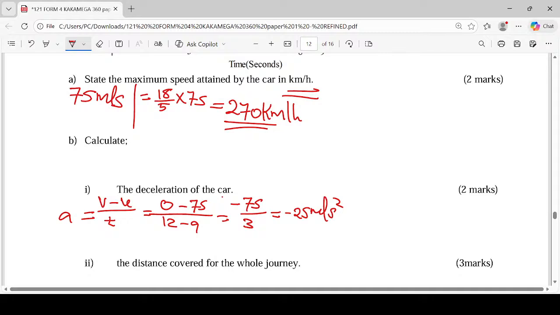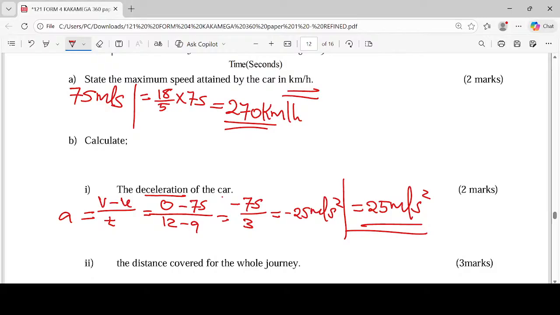When they talk about the term deceleration, it already means it is decelerating. So the answer, you leave it as a positive value of 25 meters per square second. 25, it must be a positive answer. 25 meters per square second.